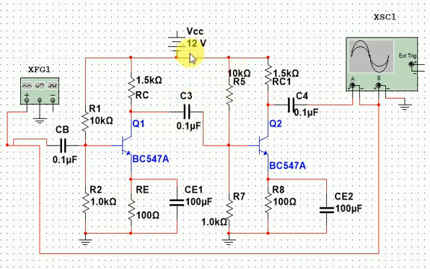So there is less overall gain because the effective load resistance of the first stage is reduced due to the shunt effect of the input resistance of the second stage. This reduces the gain of the stage which is loaded by the next stage. Like here, this is the first stage which is loaded by the second stage.